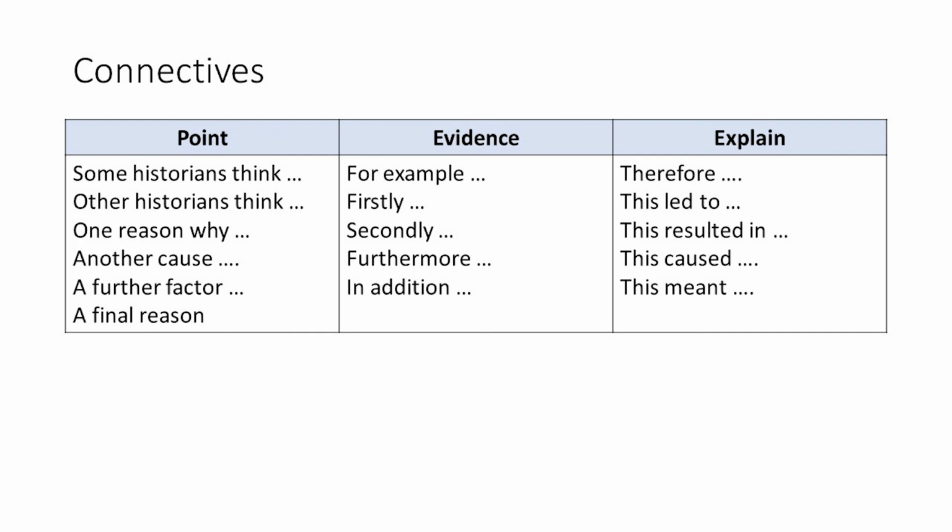One of my own pet hates is when I see students start a paragraph with 'I think that' or 'I believe that', and then they start the next paragraph with 'I think' or 'I believe'. Really try and avoid using this word 'I'. Instead, use words such as 'some historians' or 'other historians'. Giving you some examples for evidence: for example, firstly, secondly. These are sentence starters to consider when you're writing your evidence part for the paragraph. And then finally, for explanation, some sentence starters to help you finish off that paragraph.